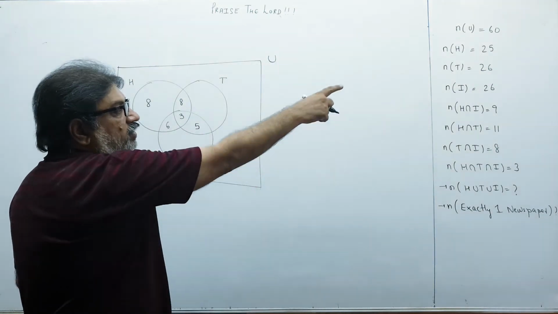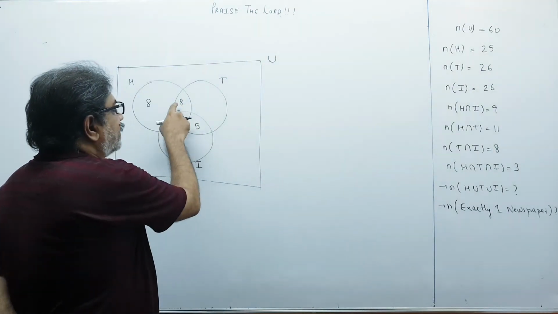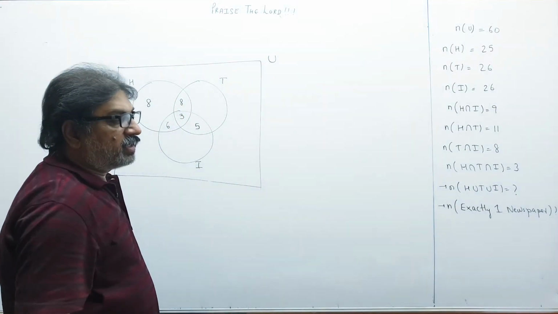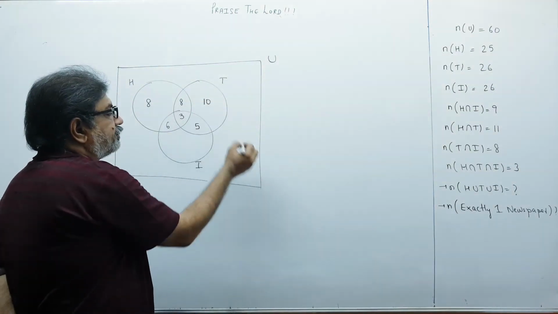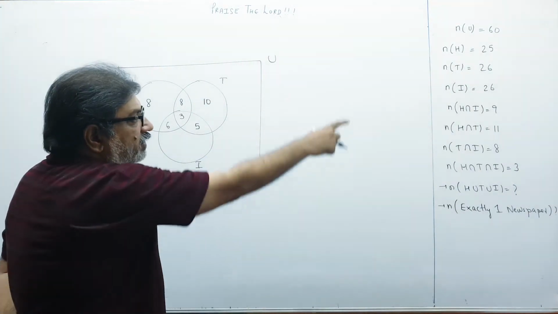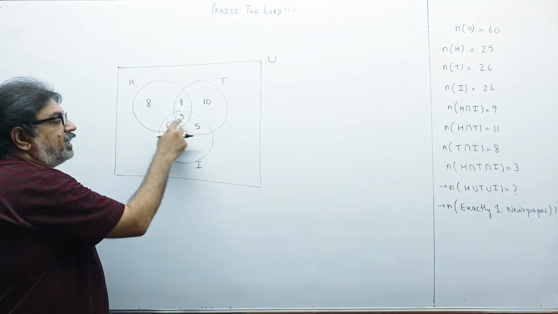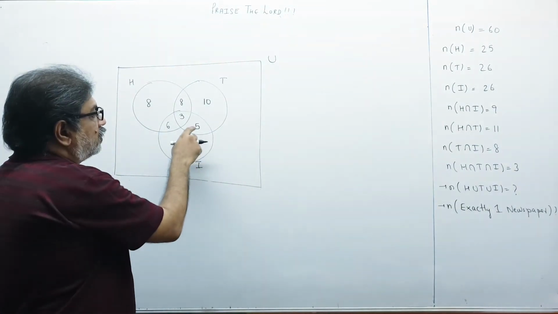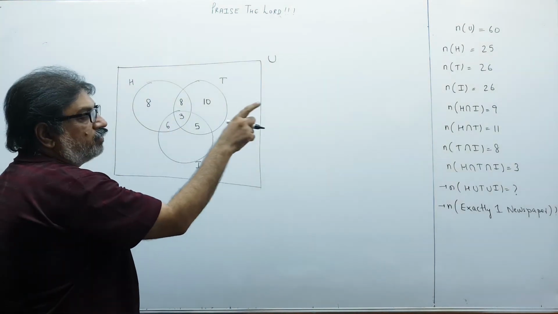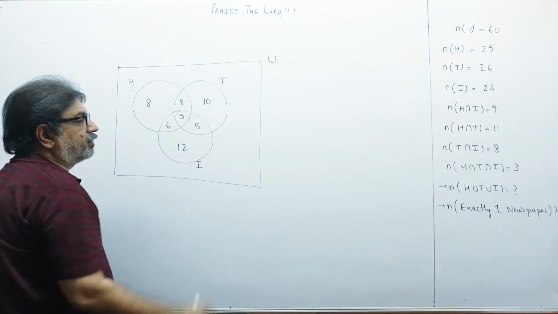Times is read by 26 people, you can see. Out of that, 11 and 5, 16 are here. So here 10 will remain. Indian is read by 26 people. Out of those 26 people, 9 and 5, 14 are here. So find the 8, 8 and 6, 14 out of 26. So here there will be 12.